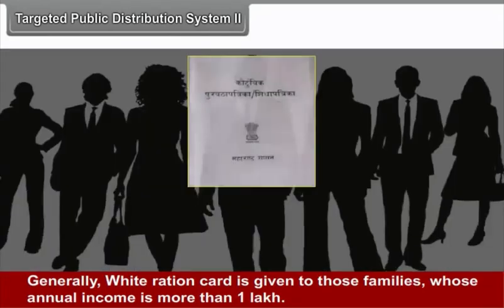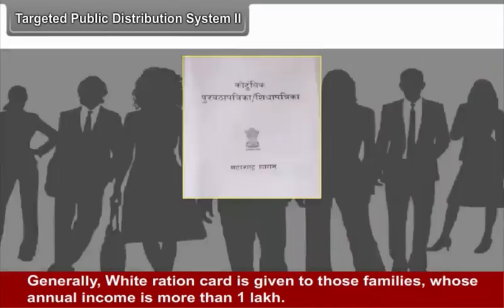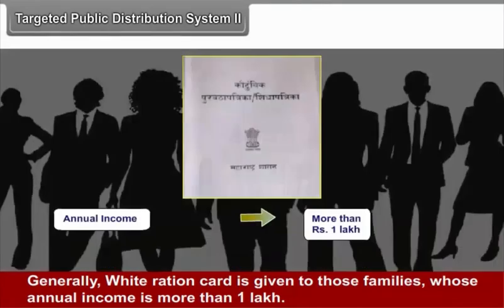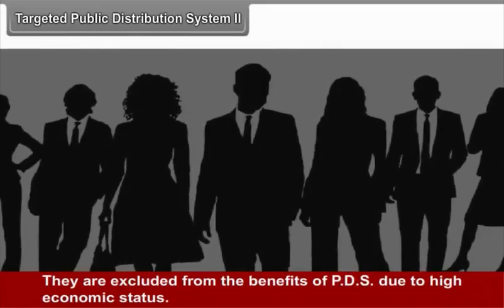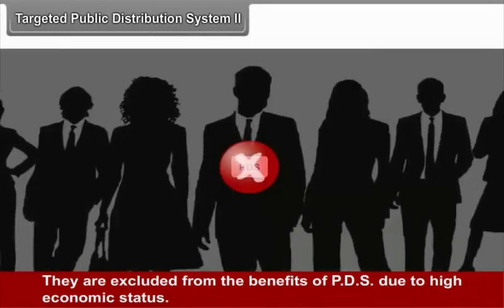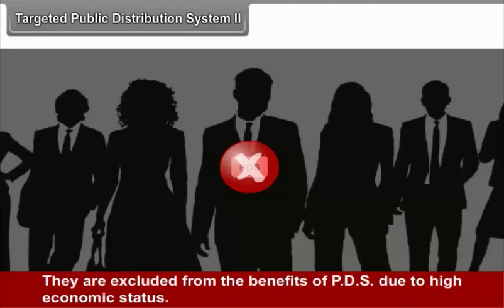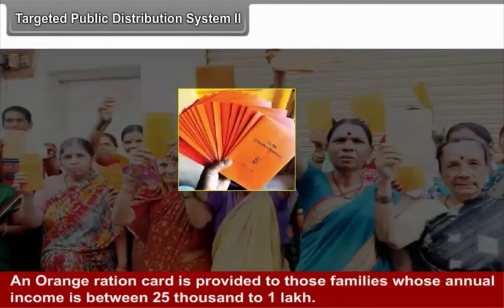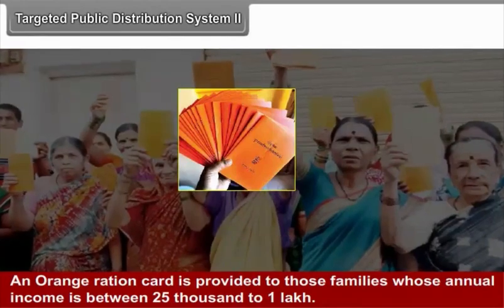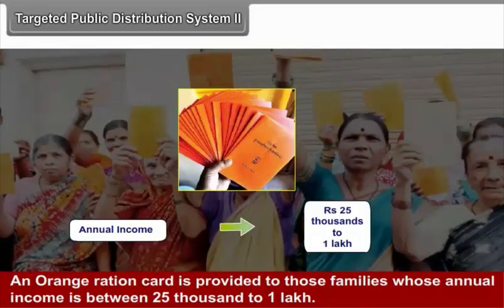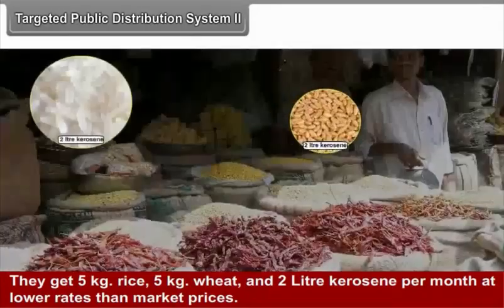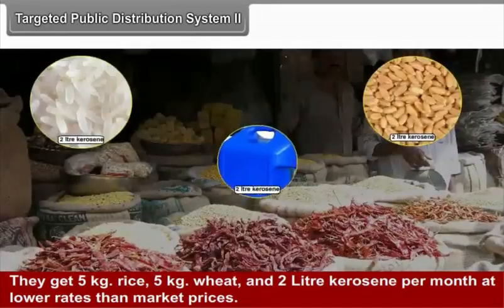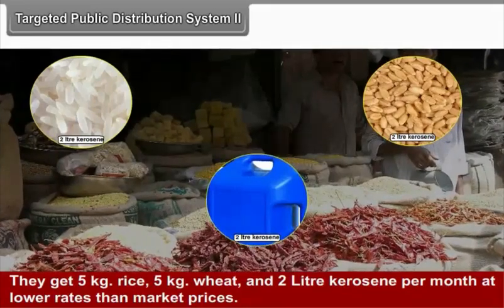Generally, white ration card is given to those families whose annual income is more than rupees 1 lakh. They are excluded from the benefits of public distribution system due to high economic status. An orange ration card is provided to those families whose annual income is between 25,000 to 1 lakh. They get 5 kg rice, 5 kg wheat and 2 liter kerosene per month at lower rates than the market price.